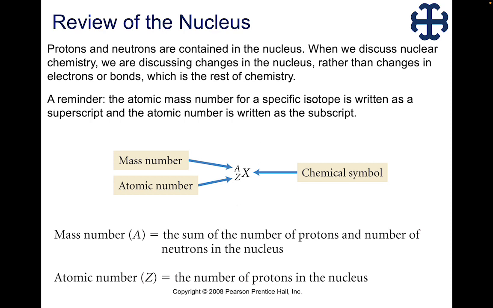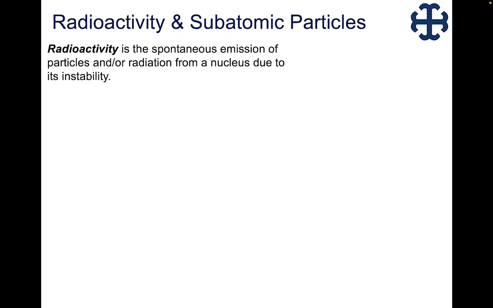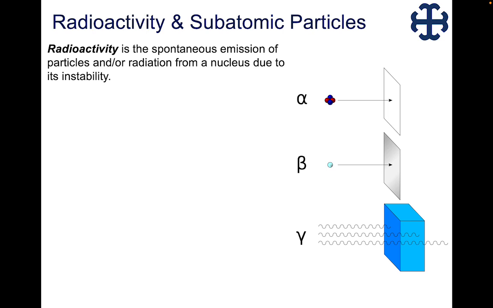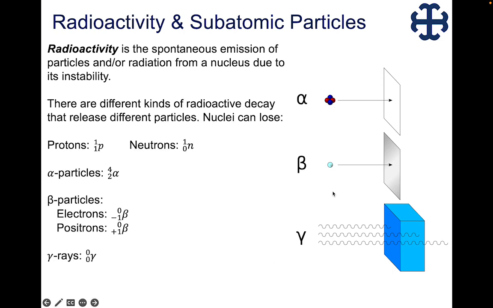Okay? So with that in mind, let's talk about radioactivity, which is the spontaneous emission of particles and/or radiation from a nucleus due to instability. And so we have 3 main types. We're actually going to talk about some others as well, but the 3 main types are alpha, beta, and gamma. Not shown on this slide, we can also eject protons or neutrons. Those are rare, so we're not going to really discuss them in depth in this class. But the 3 main types again, alpha, beta, and gamma.